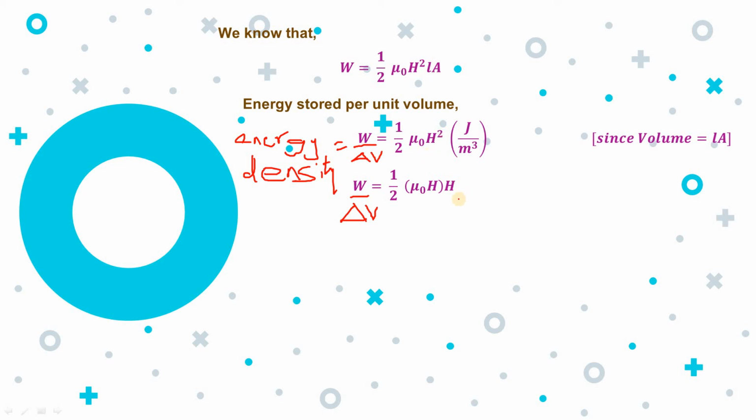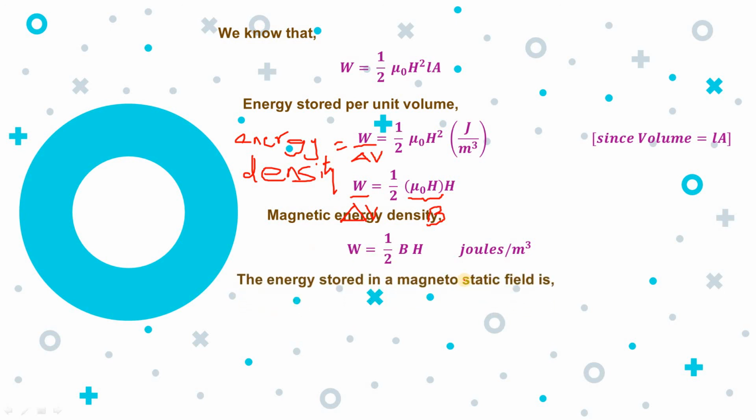Now H square also I can write as H into H. Now what is this mu naught into H? It is nothing but B only, no? So therefore, the magnetic energy density can be expressed as W is equal to half into BH. So this is called the magnetic energy density.